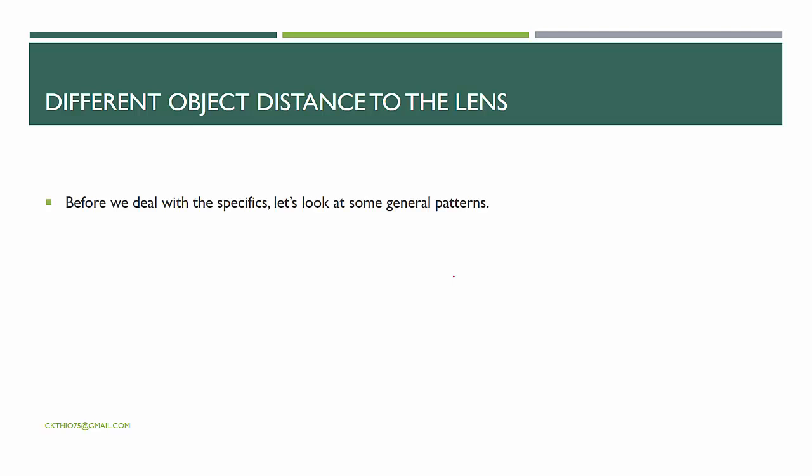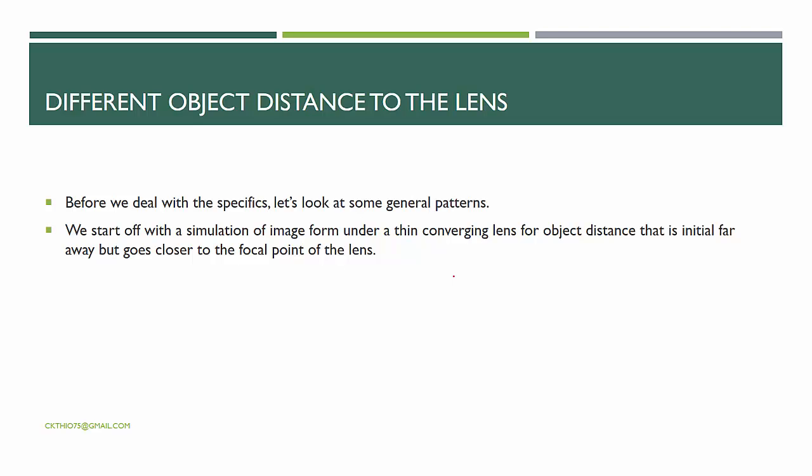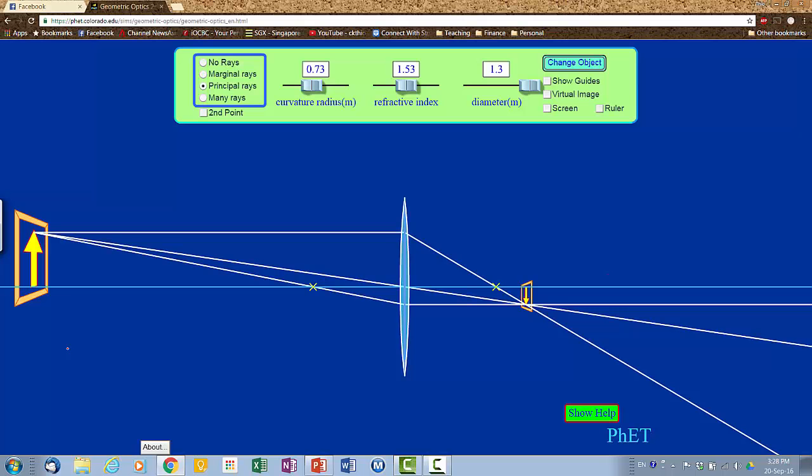So before we deal with the specific object distances, let's look at some general patterns. We start our simulation of an image formed by the lens for an object distance that's initially far away, but gets closer to the focal point of the lens. Right now this is the lens, this is the object, and this is the image. You can see that right now the image is actually smaller than the object. This was the drawing: a line that's parallel to the principal axis, and then a line that passes through the center of the lens. So this forms where the image will be.